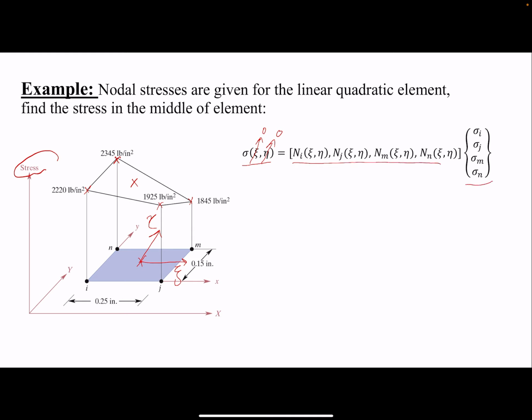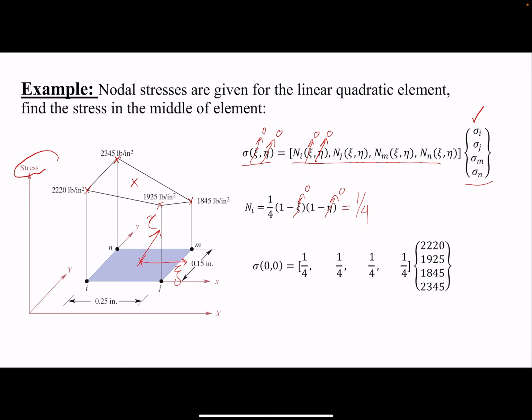We have the nodal variable. The problem has given us the nodal variable. So we just need to find the shape functions. And shape functions are based on the coordinate, so plugging in the coordinate. I'm just showing you for N_i, but it's the same for others as well. If I plug in 0, I get 1/4. So our stresses will be 1/4, 1/4, 1/4, 1/4 on my nodal stresses.